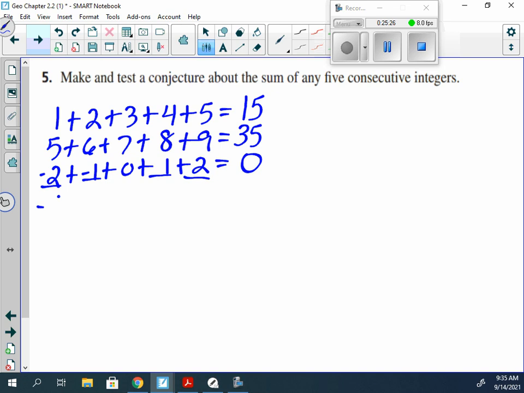Let's start off with negative 5 plus negative 4 plus negative 3 plus negative 2 plus negative 1. Well, this is the same as the first. It's just negative, isn't it? So this should equal negative 3 times 5, which is negative 15. So it still holds true, doesn't it?